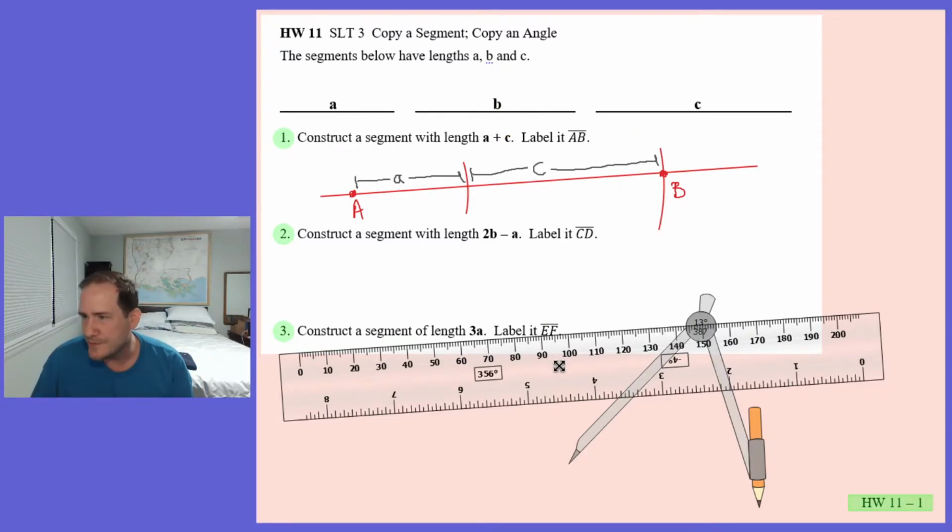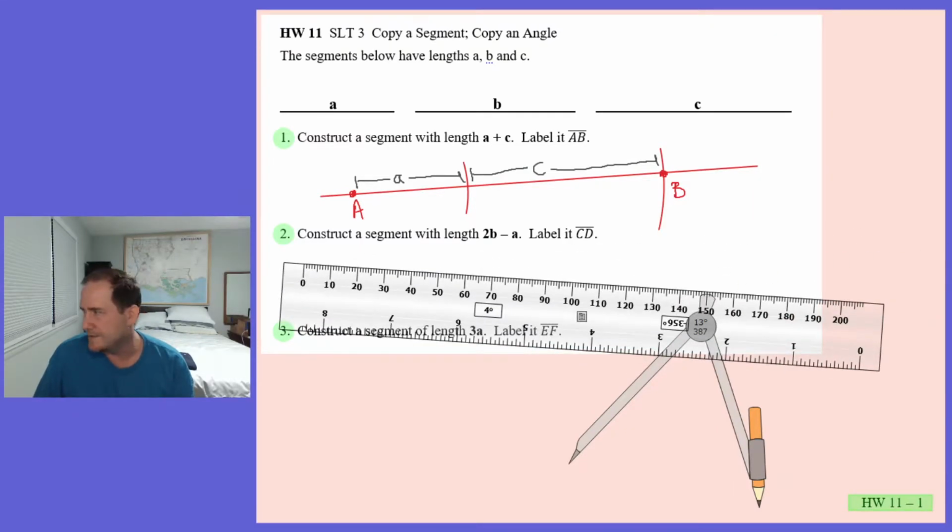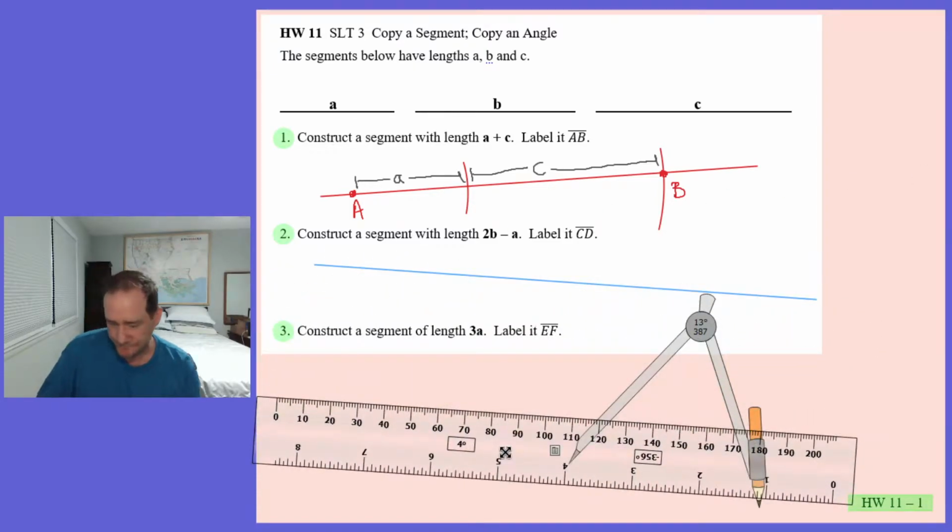So now for number 2, we'll do the same thing. We'll take our ruler, we'll draw a line. Let's work in blue this time. So we'll draw a line. And then on that line we can label a point, this time called C.